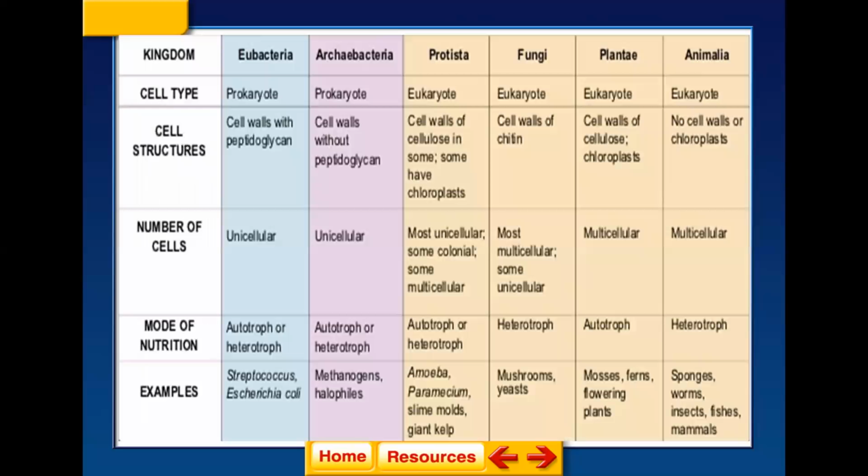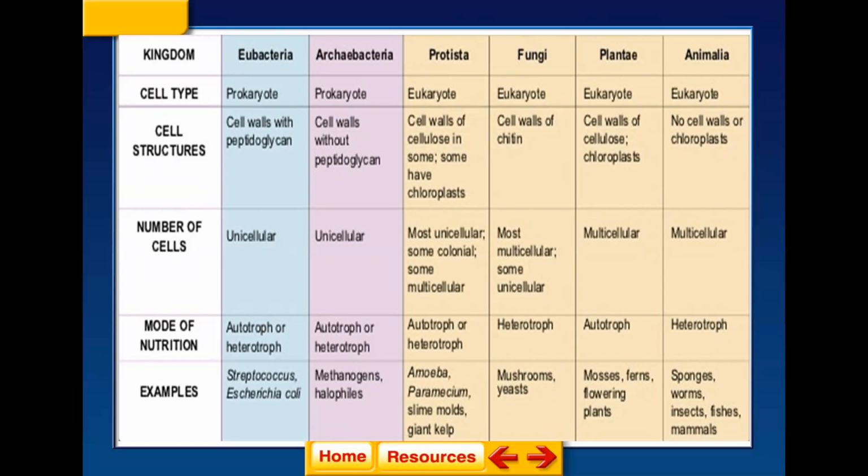This is in terms of cell type, but in terms of cell structure, all have cell walls, except Animalia, animal cells don't have cell walls. When you come to the bacteria, they have cell walls with peptidoglycan, a complex of sugar and amino acids. The archaebacteria, although they have cell walls, lack peptidoglycan. Protista and Plantae have cell walls with cellulose, while fungi have cell walls with chitin.